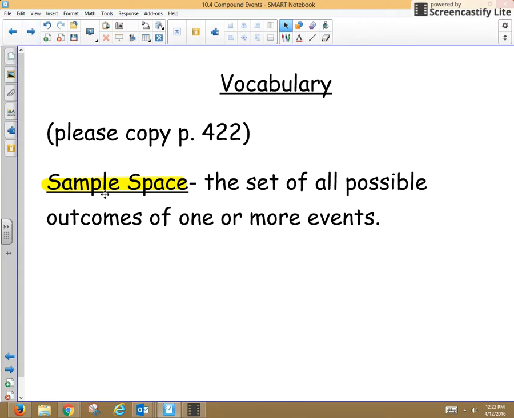Our vocabulary is sample space, and I would like you to copy this down. Sample space is the set of all possible outcomes of one or more events. So we'll be exploring sample space today in the lesson.